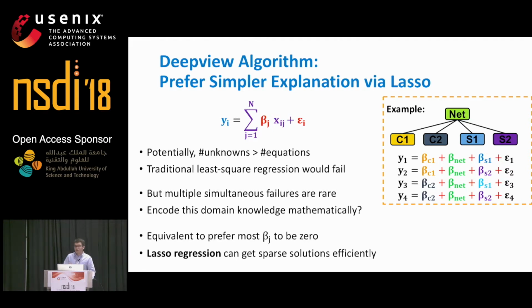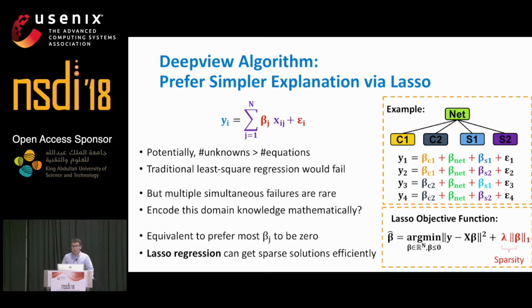But we also know from experience that multiple simultaneous failures are rare within a short period of time. So is there a way of encoding this domain knowledge mathematically that can help us solve those equations? As it turns out, asking failures to be rare is equivalent to preferring most of the beta_j's to be 0. And Lasso regression is one particular well-known technique to get sparse solutions efficiently. Compared to traditional least squares regression, Lasso adds an L1 penalty term to the objective function so that it forces a lot of those beta_j's to be 0 and selects for a sparse solution.